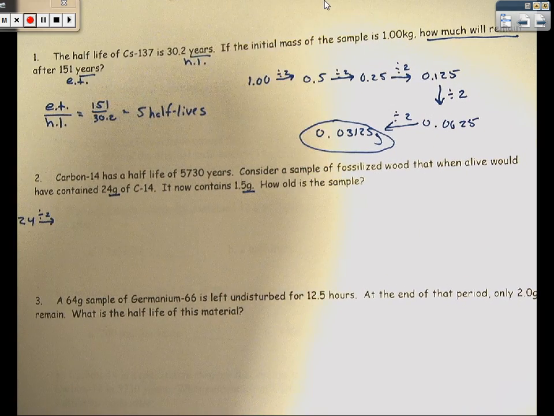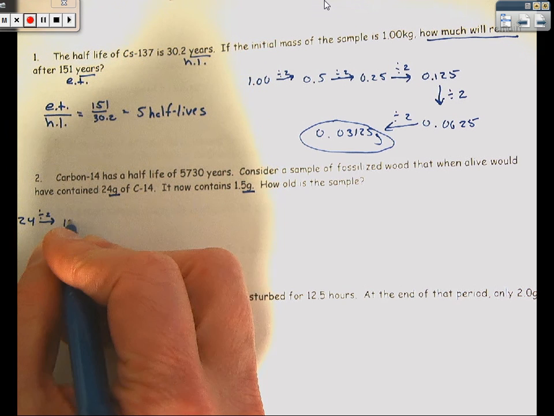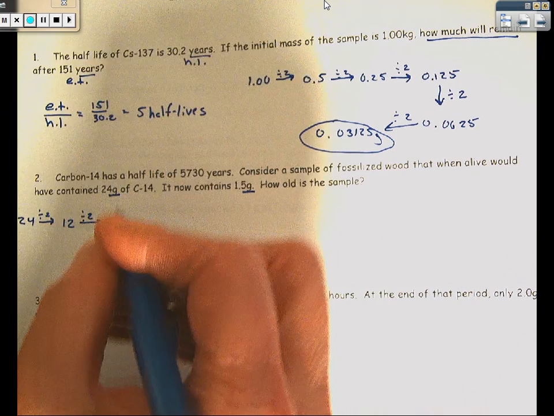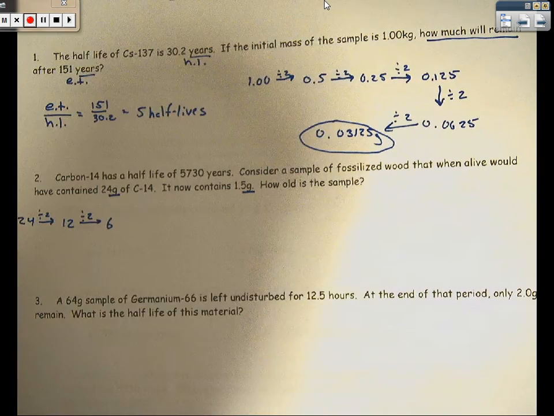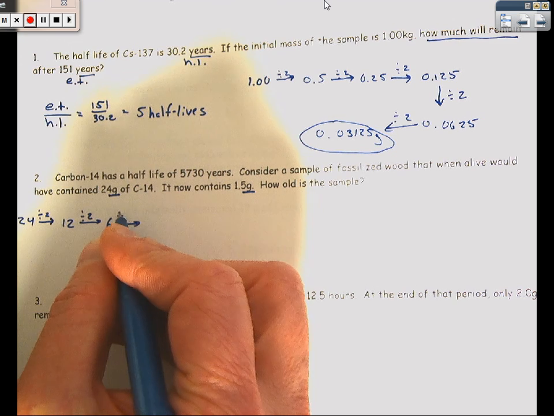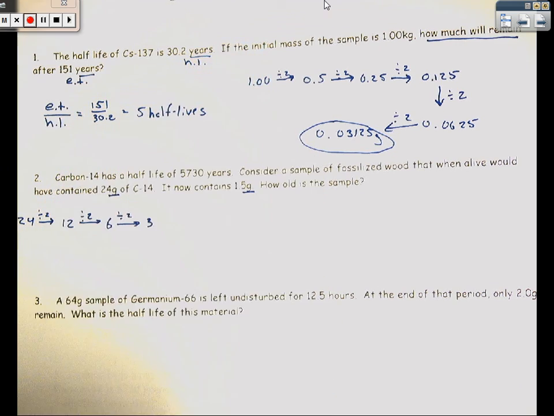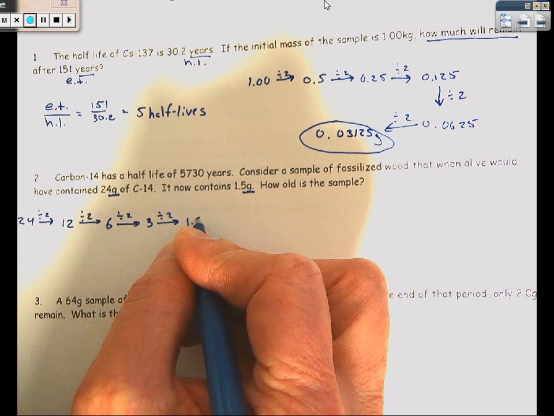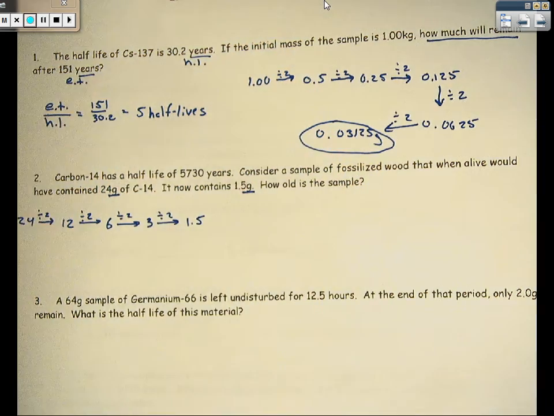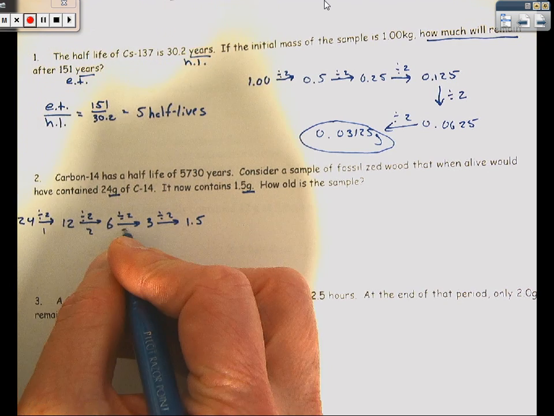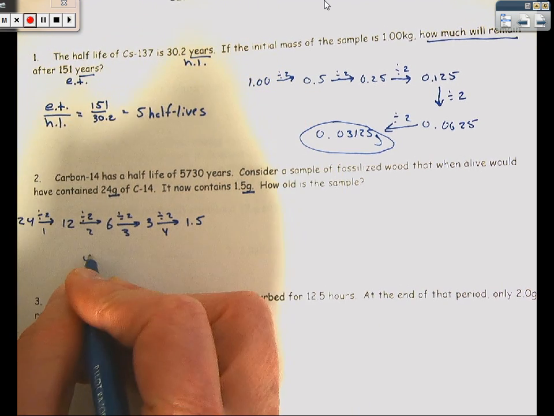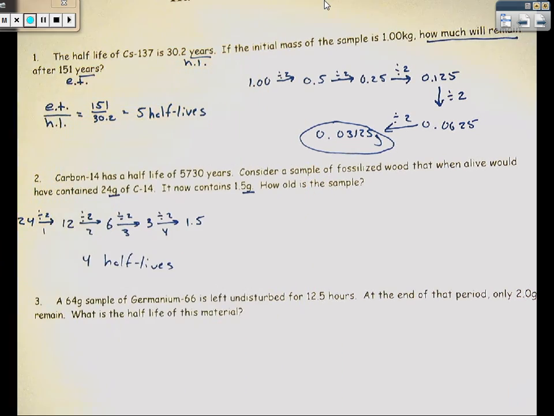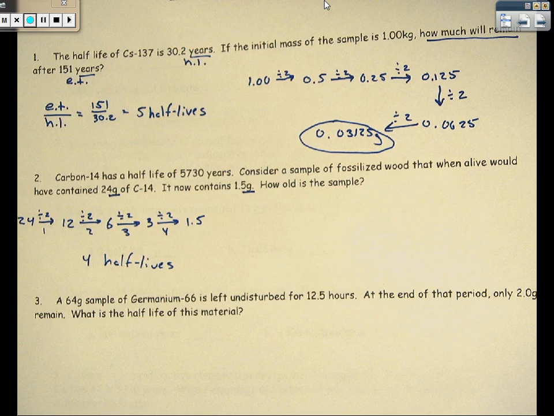So we're going to take the 24 grams, divide it by 2. That's down to 12. Divide it by 2 again. Now we're down to 6. Divided by 2 again. We're down to 3. Divided by 2 one more time. And we're at 1.5. It's taken 1, 2, 3, 4 half-lives to get there.